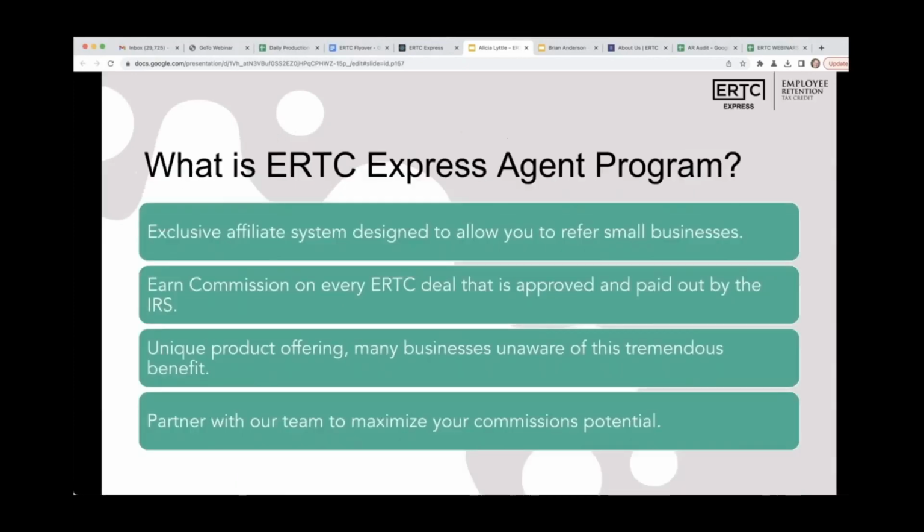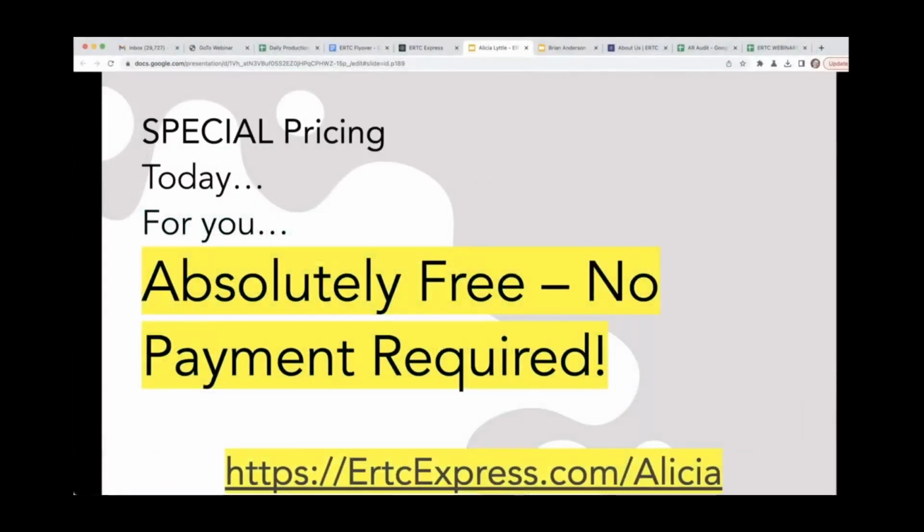What is the agent program, guys? It's an exclusive affiliate system designed to allow you to refer small businesses. You get commission on every deal that's approved and paid out by the government. Right now, we're batting 100%. There's been no turndowns. Unique product offering. Many businesses, not all, but many, are unaware this even exists. You can partner with our team to do all the work and make all the money with the least amount of hassle.